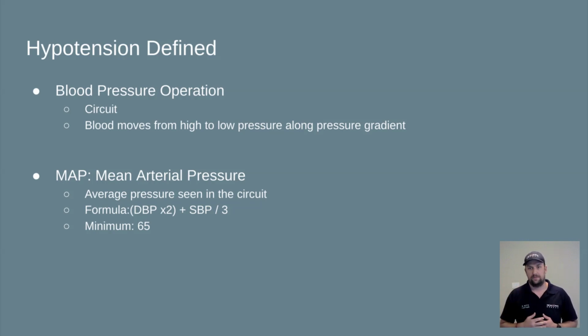Okay, now that we've done all that, we talk about definitions. It's very simple. The minimum MAP is 65. We're looking for no lower than 65. Yes, of course, there are always exceptions to this, but in general, when we're talking about hypotension, we're defining that as a MAP less than 65.